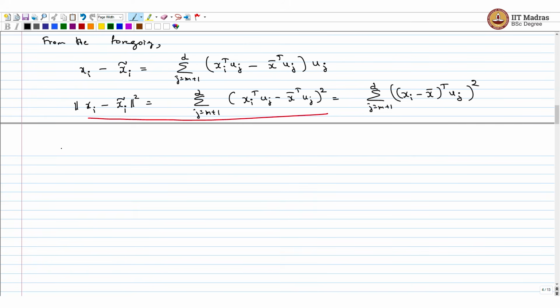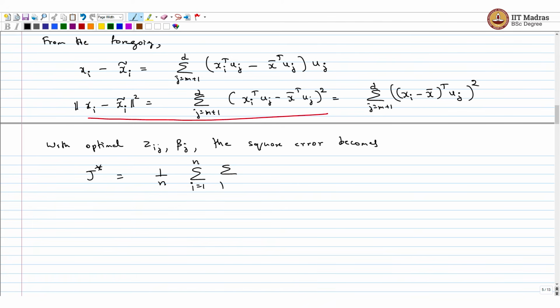So what we have is, with the optimal set of uj, the square error becomes, let me call this J star, the optimal, because it's optimal for a given m: 1 by n, summation i equals 1 to n, summation j equals m plus 1 to d, and then just (xi minus x bar) transpose uj, square. This is what we have. We are going to further simplify this.